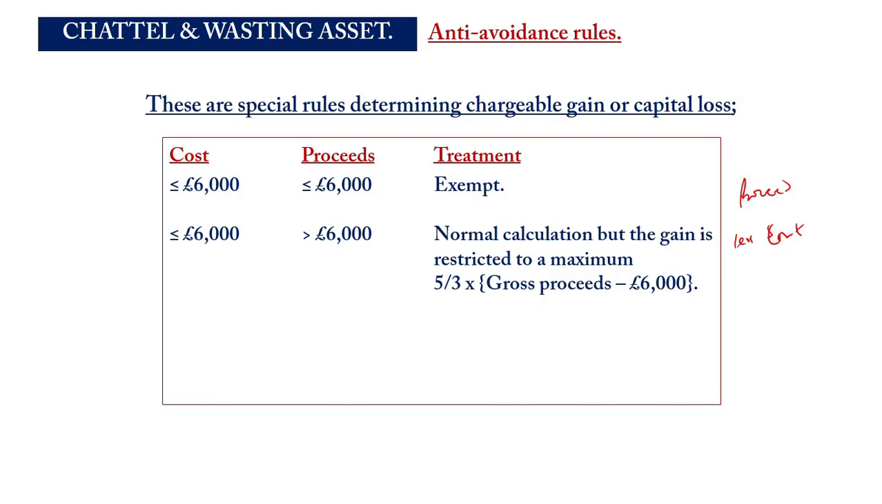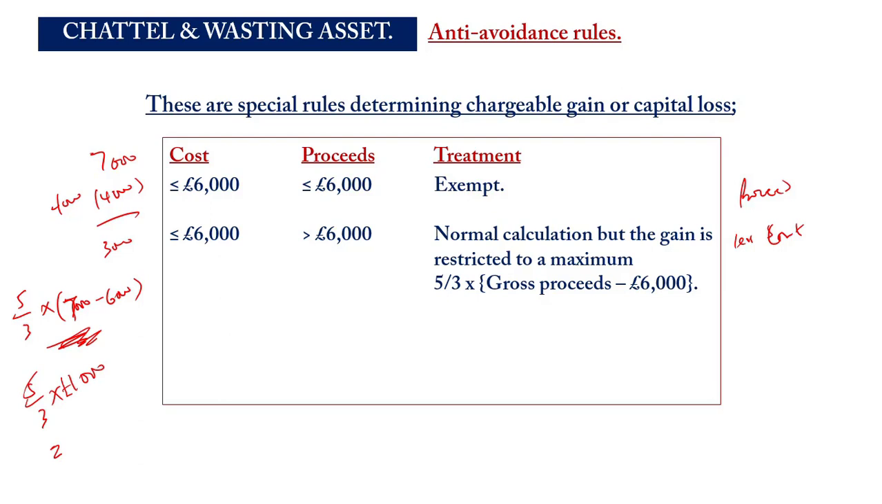Okay, so if you sell the asset for, let's say, 7,000, and the cost of the asset is, let's say, 4,000, you're going to get 3,000 as the gain. However, if you do 5/3 of the gross proceeds, which is 7,000 less 6,000, what will you get for this, please? 5 over 3 times 1,000. What is that going to give us? So even though the gain here is 3,000, you restrict it to 1,666 when the cost is 6,000 or less and the proceeds is more than 6,000.